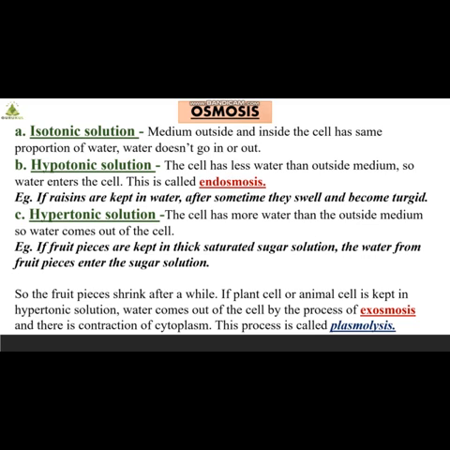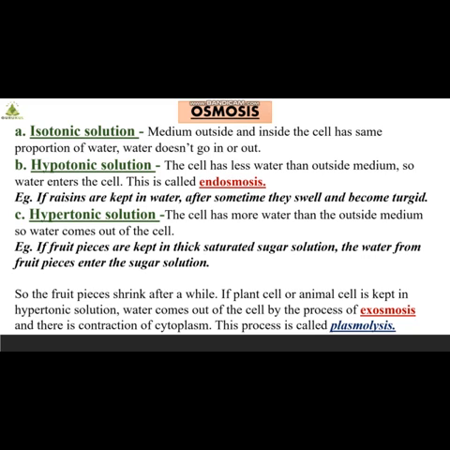A very good example, students, we have is raisins, that is manuka. When you keep them in water, after some time what will happen? These manukas, which were very shrunken, have now swollen up and become turgid. So that is a very good example of a hypotonic solution.